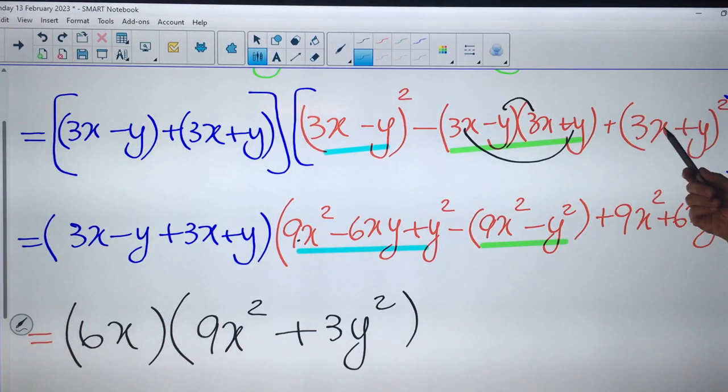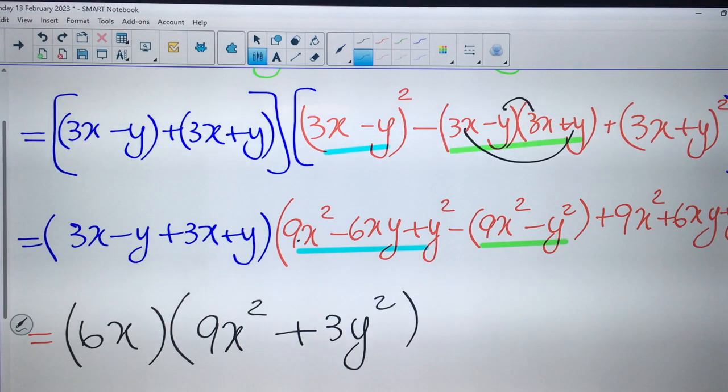Same over here, 3x times 3x is 9x squared. Then that times the y on this side will give me 3xy. Another 3xy will be 6xy, and then the y will be a y squared. So I really took a shortcut.